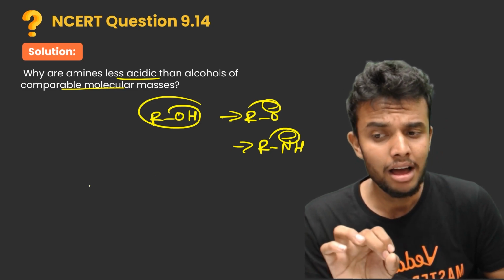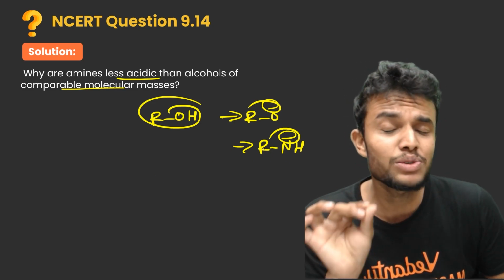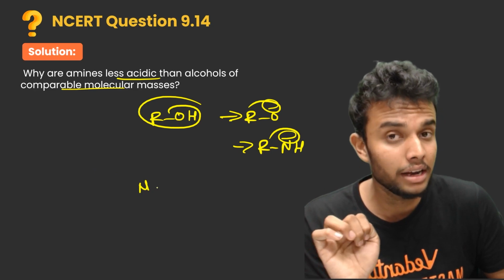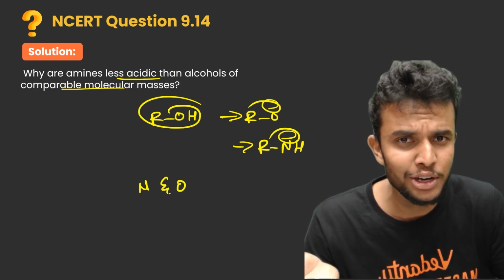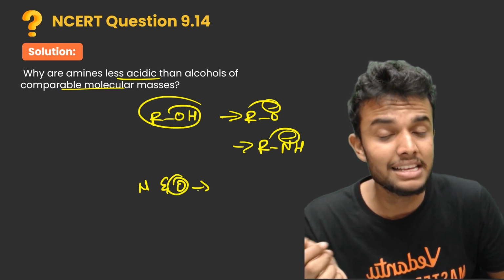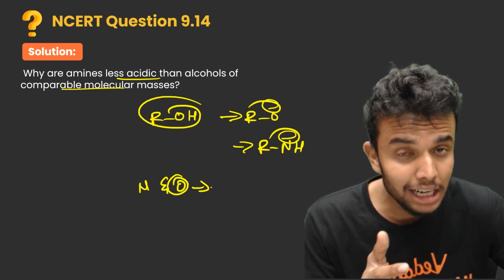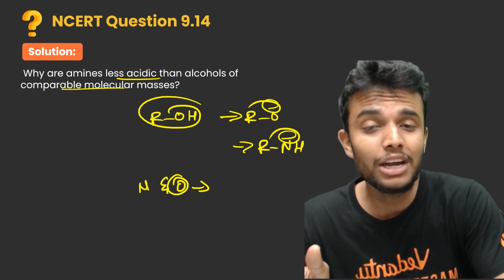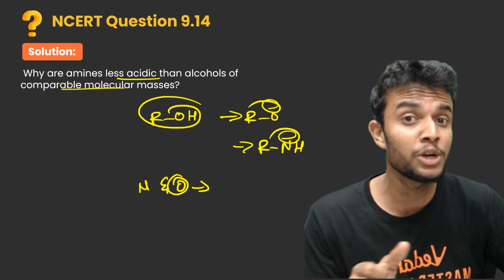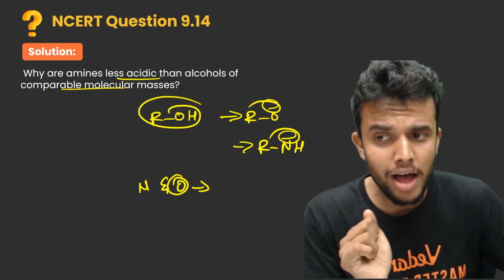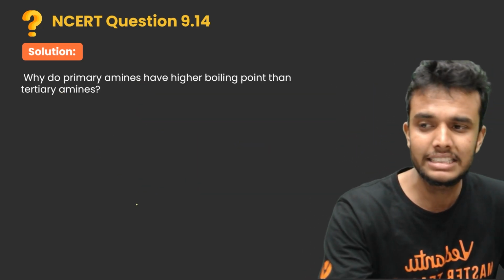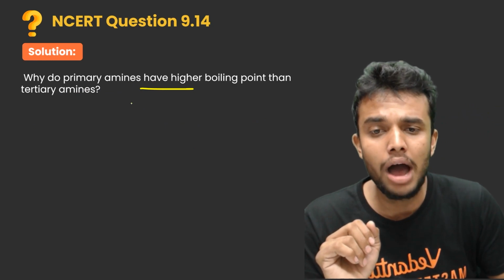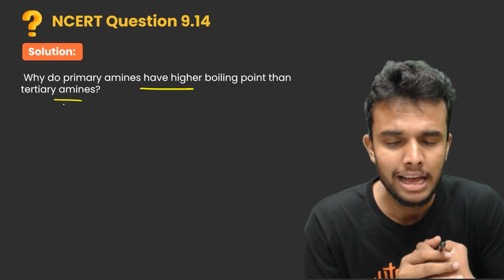Here, students, the negative charge is held by nitrogen in the amine and by oxygen in the alcohol. We already know oxygen is more electronegative, and compared to nitrogen it has more capacity to hold the negative charge. That's why alcohols are more acidic. I hope it's clear.